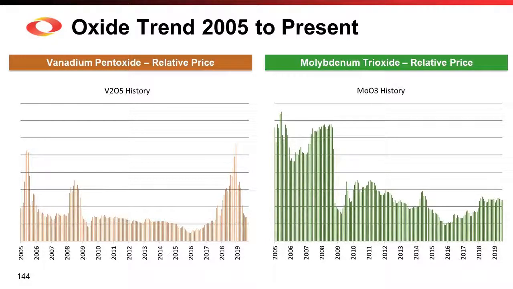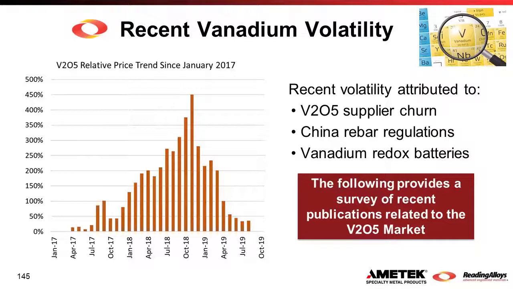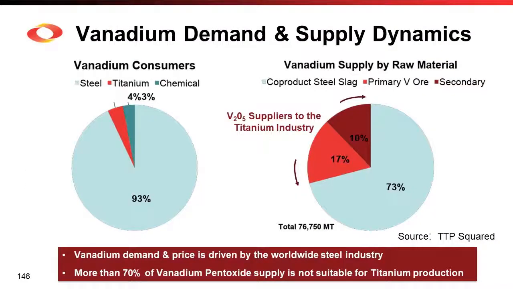So a little bit more about that. This last year has been very crazy, and we know that there's been supplier churn, because suppliers have exited the market prior to this run-up. The China rebar regulations, which were mentioned a bit earlier, have been a very important factor in the run-up this year, and there has been talk about vanadium redox batteries. So let's get into it a little bit more. I've gathered some information from several different public sources here, and we'll review them now.